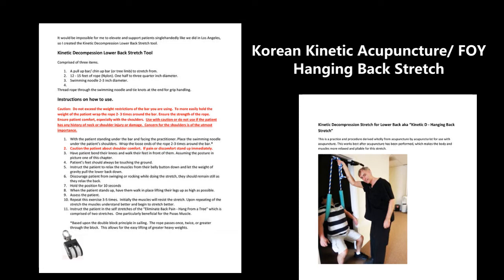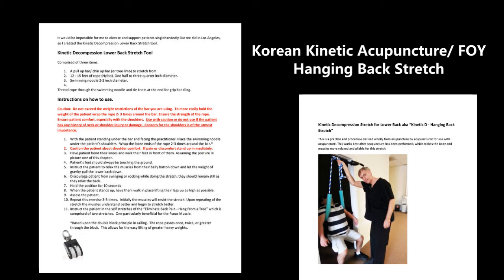So have the patient bend their knees and walk their feet in front of them, assuming the posture in picture 1 of this chapter. We'll show the picture next to this page on the video. Patient's feet should always be touching the ground. Instruct the patient to relax the muscles from their belly button down and let the weight of gravity pull the lower back down. Discourage the patient from swinging or rocking while doing the stretch. They should remain still as they relax the back. Hold the position for 10 seconds.